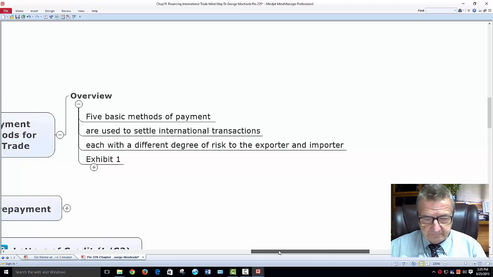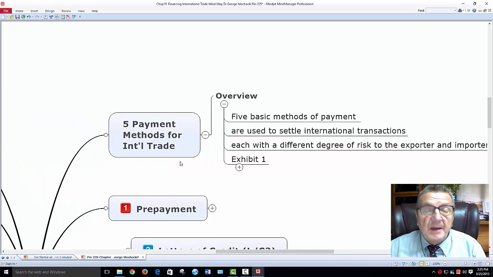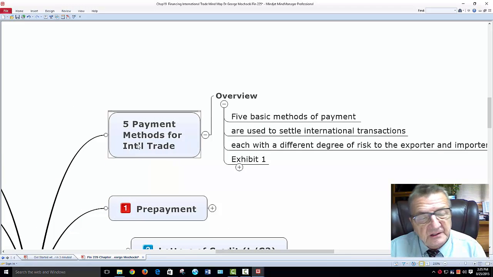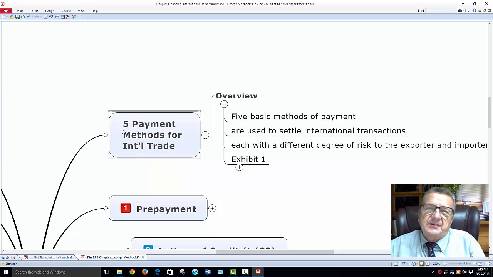Just a quick overview on the five payment methods for international trade. And this is just an abbreviation, so I could condense everything else in there. When you look at my own mind maps, I condense the heck out of them, but you know the material. Remember, you've read it, you've done everything else. These are just triggers.